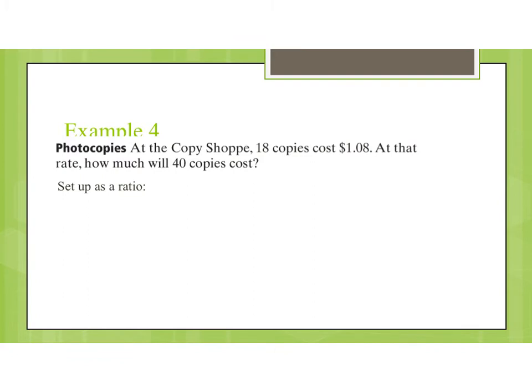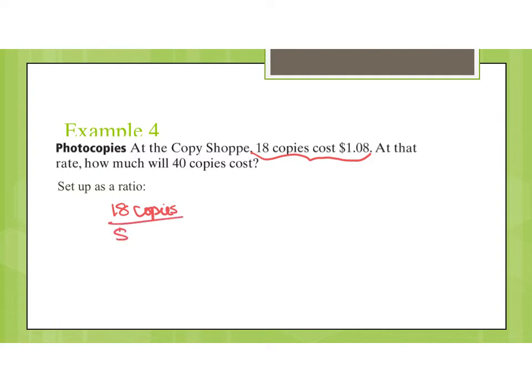So now for example 4, it says photocopies at the copy shop are, you get 18 copies for $1.08. At that rate, we want to know how much our 40 copies are going to cost. So the first thing we want to do is set these up as a ratio. And it doesn't matter how you set it up. Okay, so I have a complete set of data right here. So I have 18 copies.